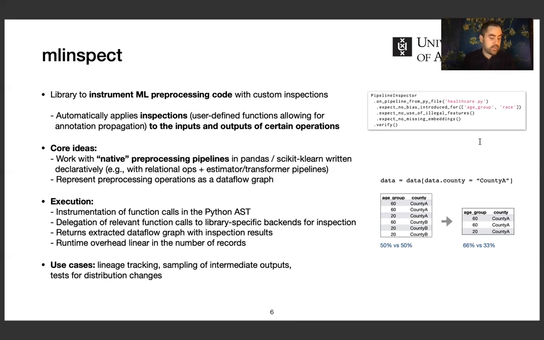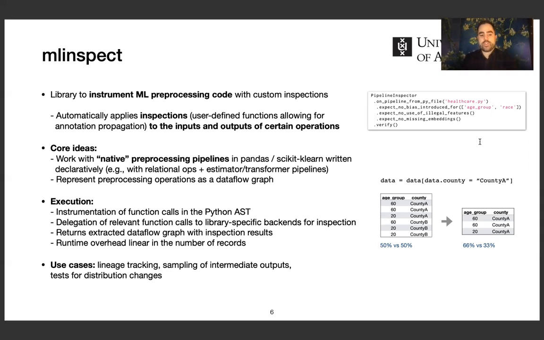And the core idea behind our system is that we want to work with native preprocessing pipelines. So we don't want to enforce people to use our own language or to annotate or manually instrument their code. We want to work with native Pandas or scikit-learn code with the restriction that it needs to be written in a certain declarative way. So Pandas supports a lot of relational operations where we know the semantics, and scikit-learn and also SparkML, for example, have these estimator transformer pipelines that are in some sense a declarative and logical way to express a machine learning pipeline.